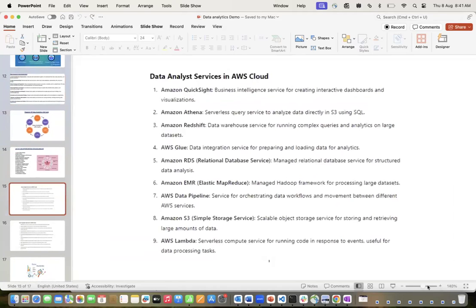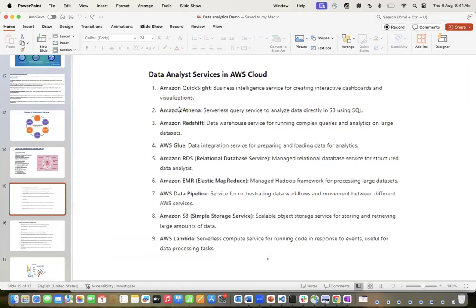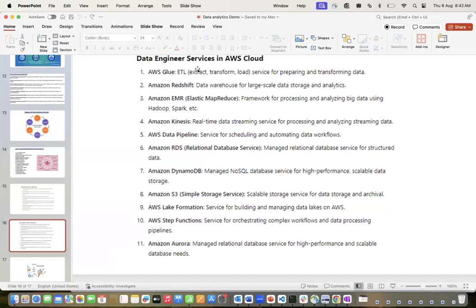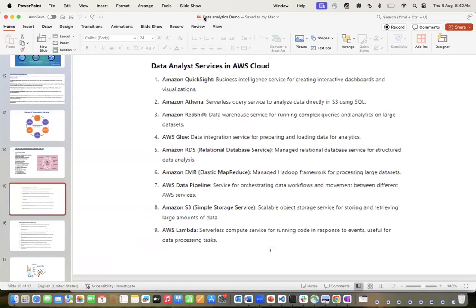In this syllabus, in the AWS services: Amazon QuickSight, Amazon Athena, Amazon Redshift, Amazon Glue, Amazon RDS, Amazon EMR, Amazon Data Pipeline, Amazon S3, Amazon Lambda. Clear, right? And part of data engineering concepts like AWS ETL, almost all equivalent to data analyst. Is it clear, everyone? Server side also definitely SSIS, SSRS, and OLAP and OLTP formats.